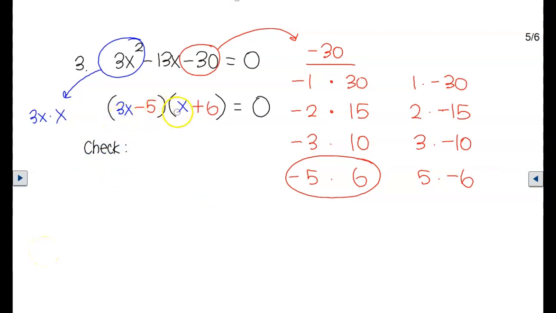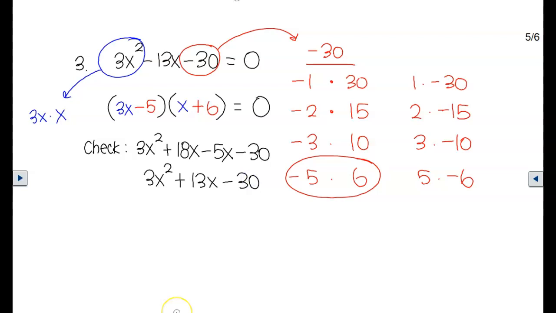All right, 3x times 1x is 3x squared. 3x times positive 6 is a positive 18x. Negative 5 times 1x is negative 5x. And negative 5 times 6 is a negative 30. When I combine like terms, I get 3x squared, 18x minus 5x is a positive 13x, minus 30. Now I want you to look at this.